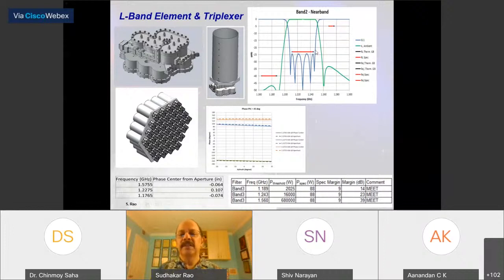So you can see the triplex filter performance, and then it has high power handling also. So when you design these, you have to make sure that it handles the power, and also PIM is very critical. So all these interfaces, top left is a triplex design, low loss triplex.